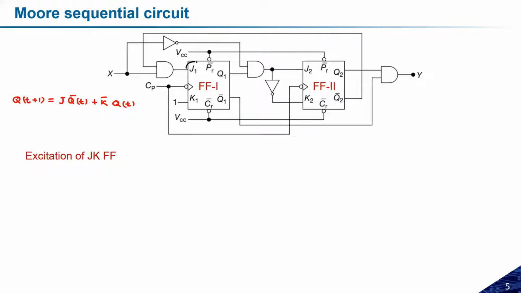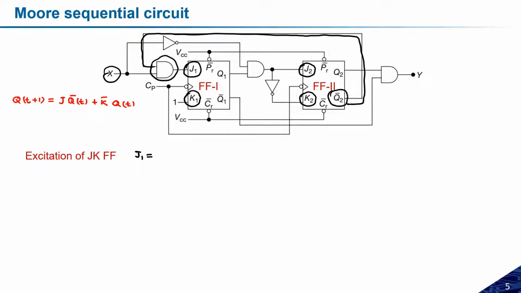Let us see what the excitation of the JK flip-flops is. See here, I have four inputs. One is J1, second is K1, third is J2, and the fourth is K2. These are all the inputs. Let us write what these terms are. J1 is nothing but the AND of X and the second input, which is Q2 bar. So J1 is X into Q2 bar. Let me write it in terms of T, so Q2(T) bar. So this is J1.